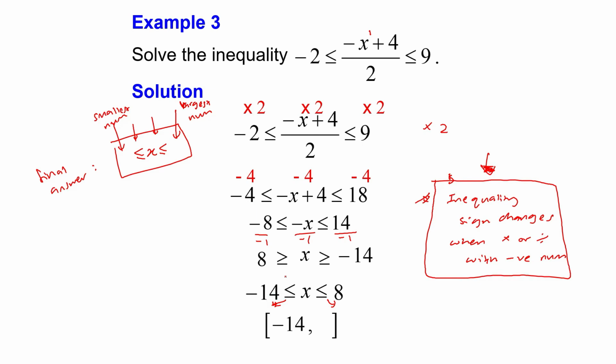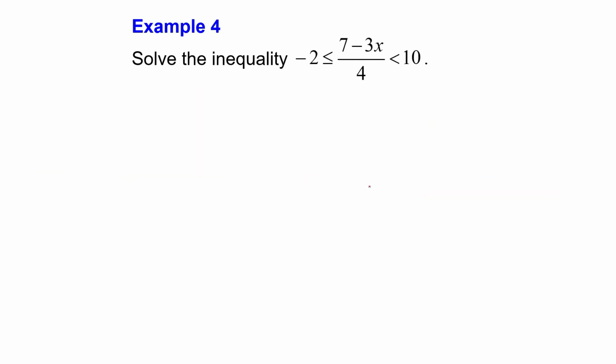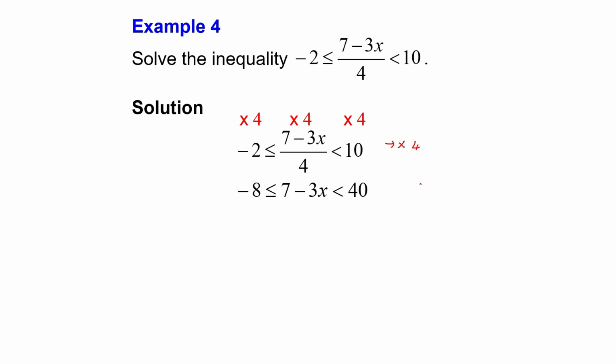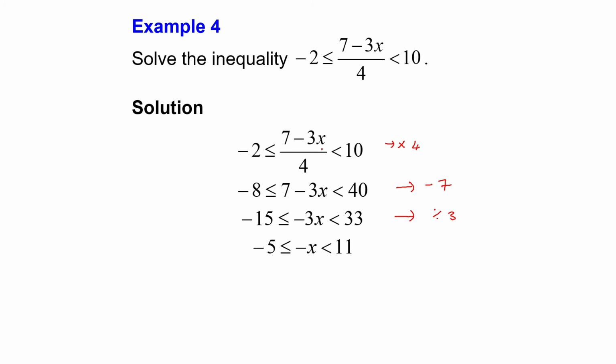The 14 and 8 for example 4 is the same as example 3. You can try it out. Pause the video and then we'll discuss. To eliminate the 4 at the denominator, we just have to multiply everything with 4. Next, we want to eliminate positive 7. So to do that, minus everything with 7. Next, we want to divide everything with 3. After that, to eliminate the negative sign, just divide everything with negative 1.